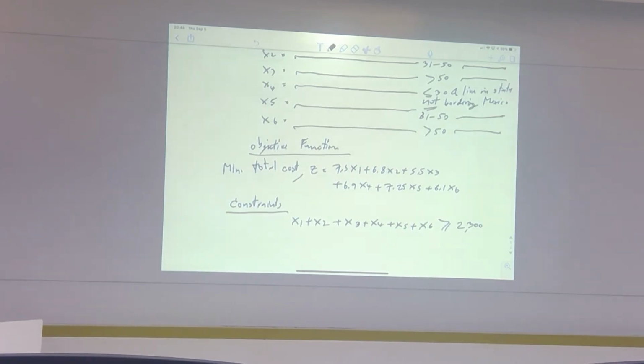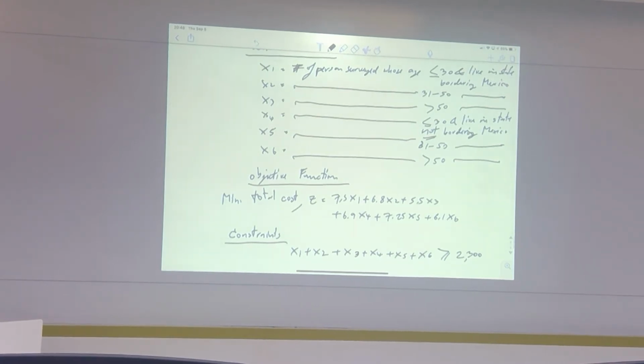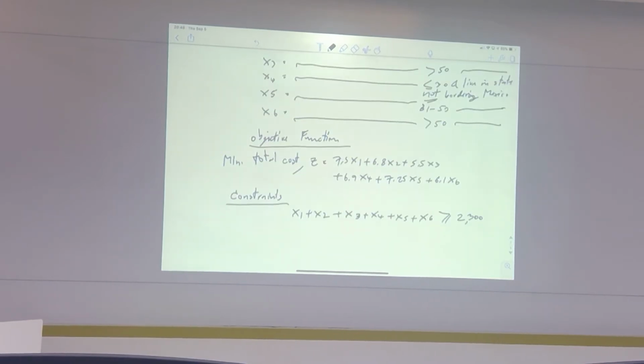The second one is survey at least 1,000 households whose heads are 30 years of age or younger. So 30 or younger, and there is no specific bordering or not bordering, right? So we can have x1 plus x4 greater or equal to 1,000.